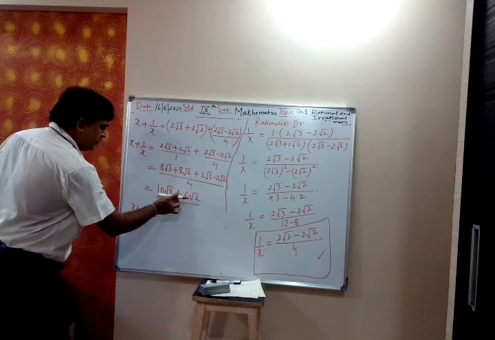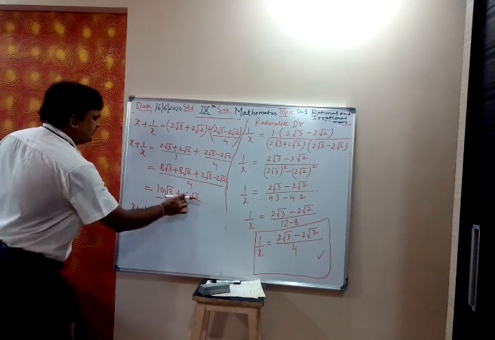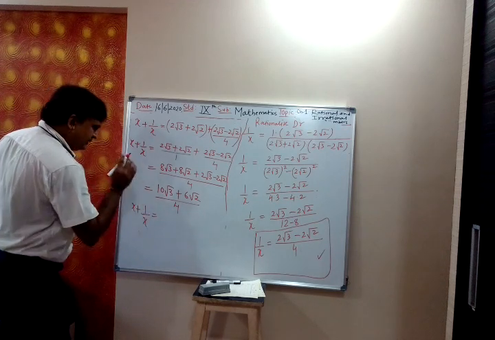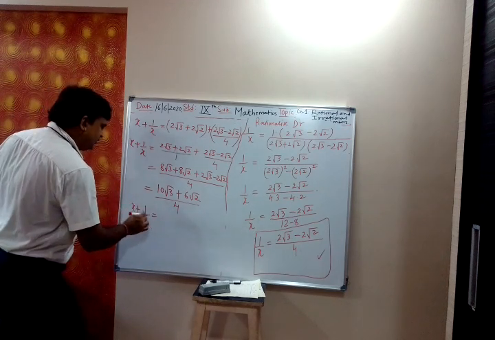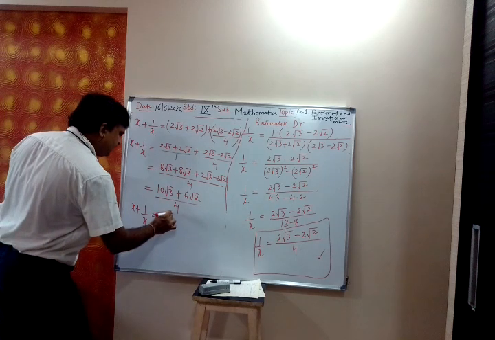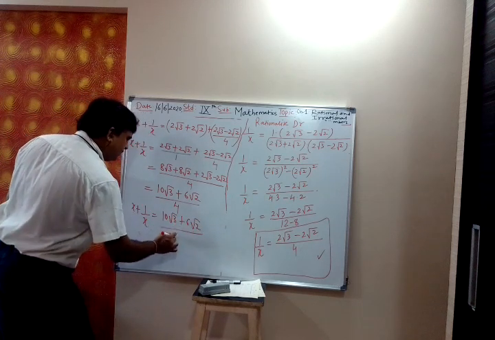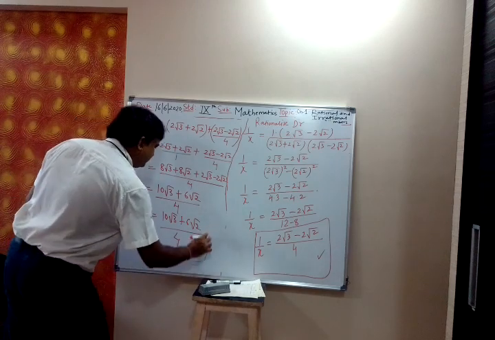In 10 and 6, what is common? Denominator I have 4. No, you can stop. See, what I will advise you, you stop there. 10 root 3 plus 6 root 2 upon 4. This is the value of x plus 1 upon x.